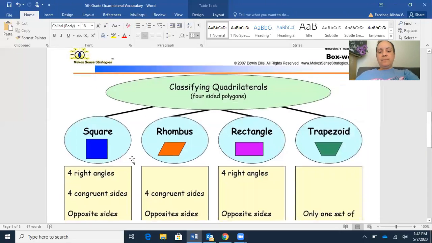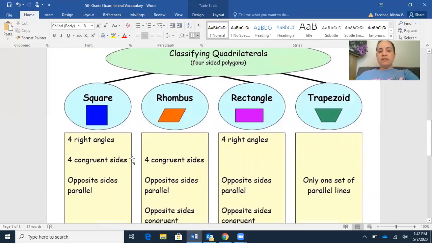Let's keep going. Now this chart is helping us to classify quadrilaterals. Classify means to put them into groups based on the attributes. Remember we said attributes is how we describe the shape, all right? So let's look at this shape. This is a square.